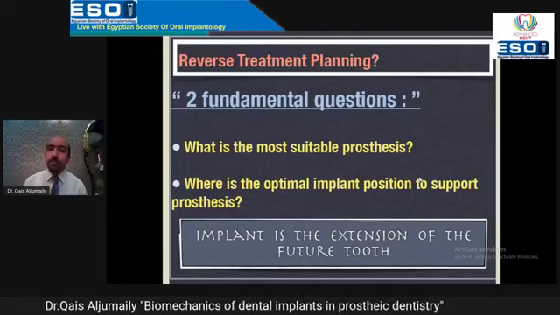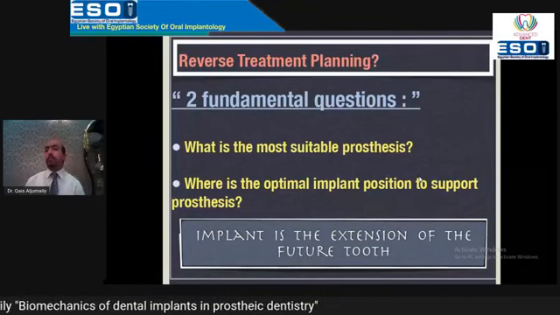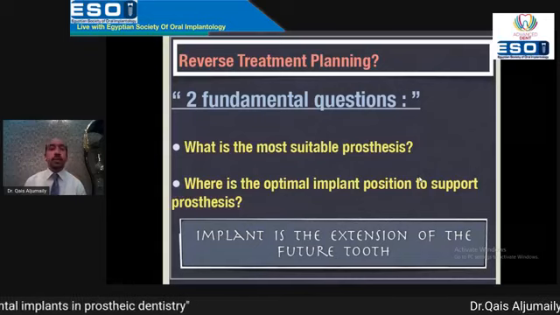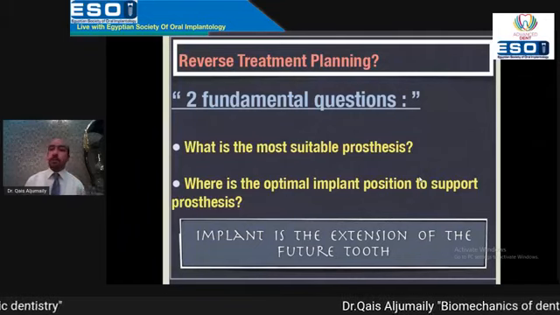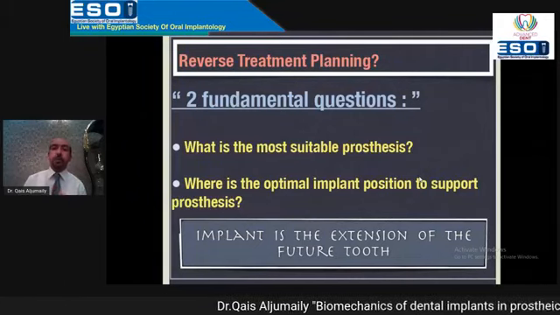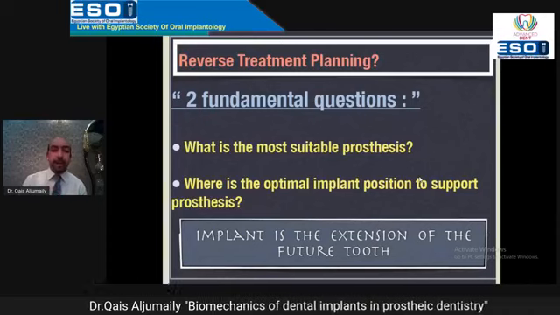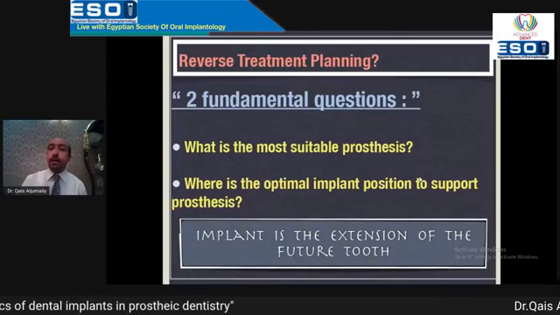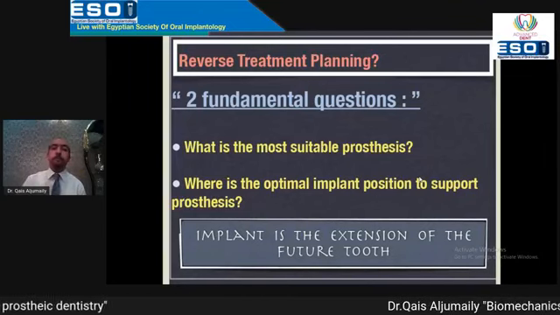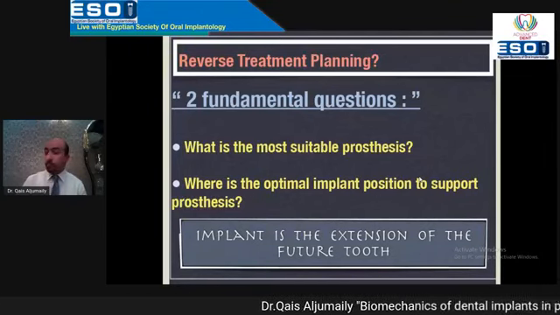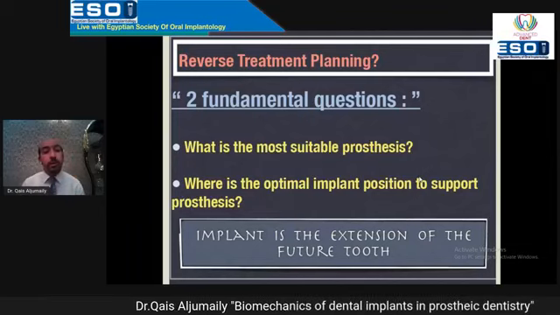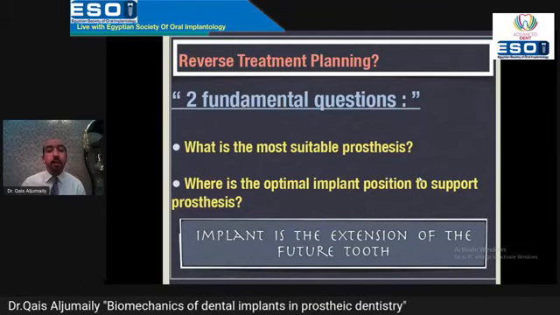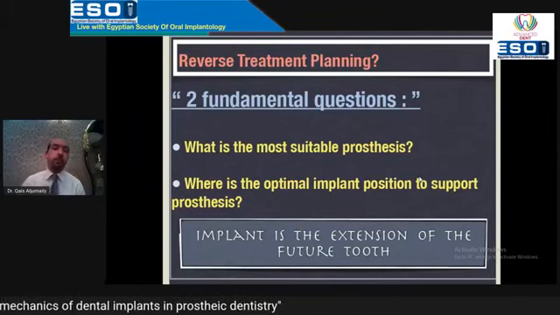So the implantologist has to ask himself what type of prosthesis. Is it fixed? Is it a crown? Is it a bridge? Is it cantilever or not? Is it an overdenture? What type of attachment? And then question number two, where is the optimal implant position to support my prosthesis?